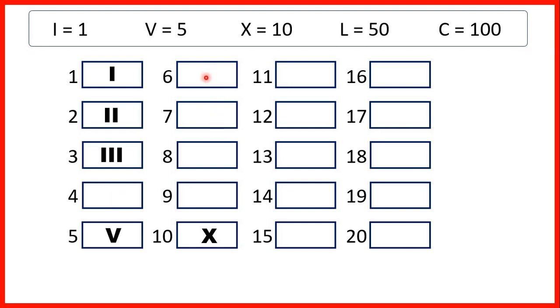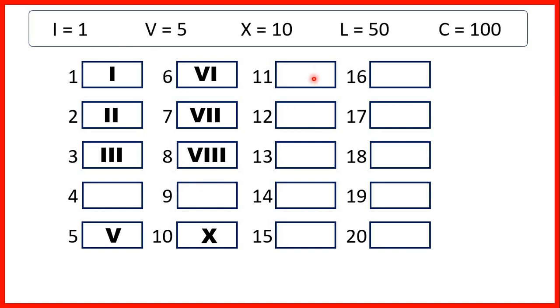Let's move straight on to 6 for now. For 6, they thought of that as being 5 and then 1. So they wrote V and then I, so 5 and then 1, to represent 6. Now for 7, they thought of that as being 5 and 2 1s. So they wrote V and then 2 I's. For 8, they thought of 5 and 3 1s, so V and then 3 I's. And then again for 9, they did something a bit different, so we'll come back to that in a moment.